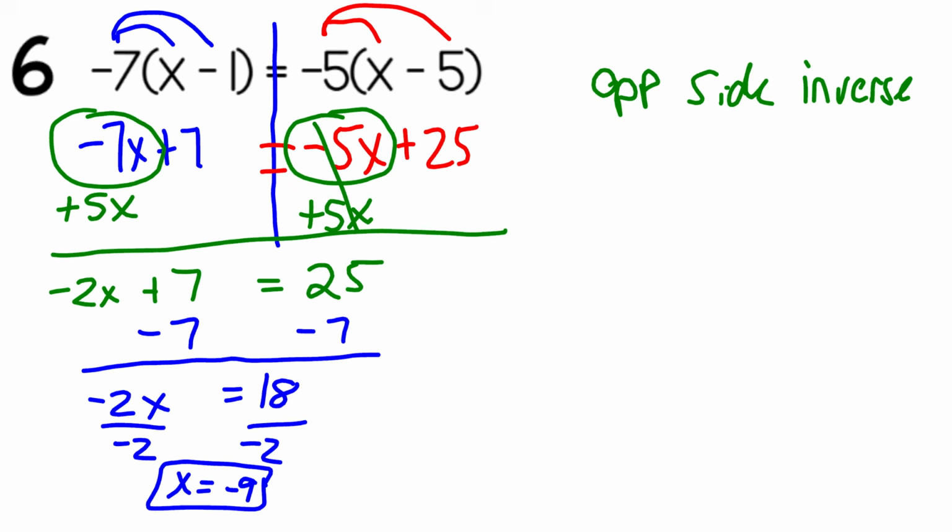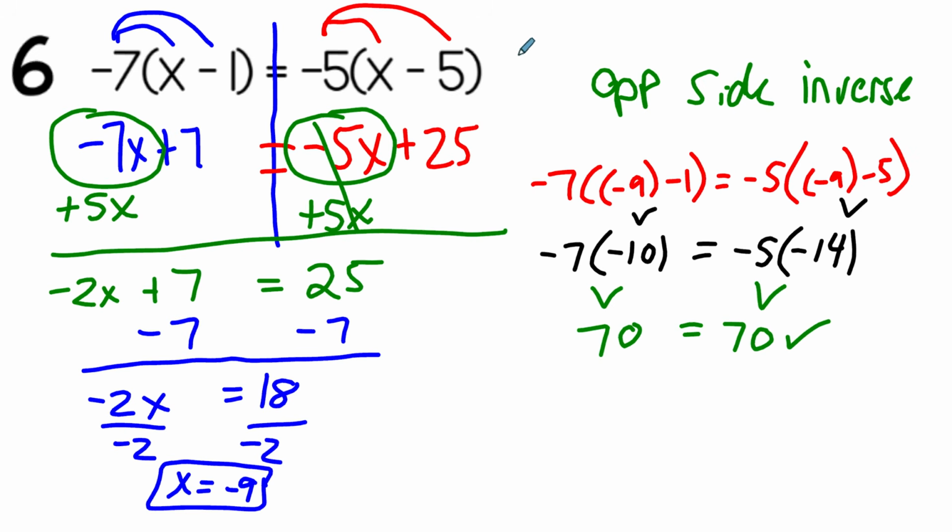If we want to go ahead and check our work, by plugging in negative 9 everywhere we have an x, we do some math. We get 70 equals 70, which is true, so we know negative 9 is a correct answer.